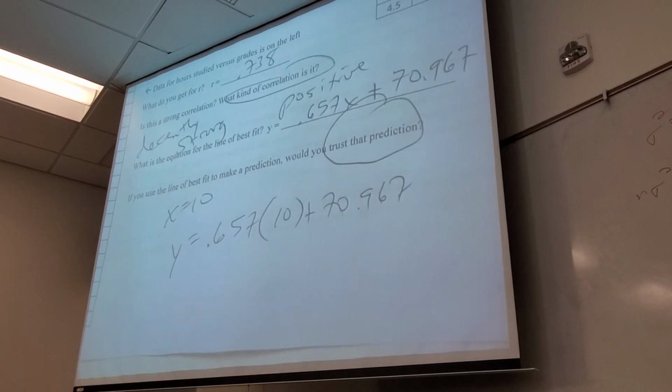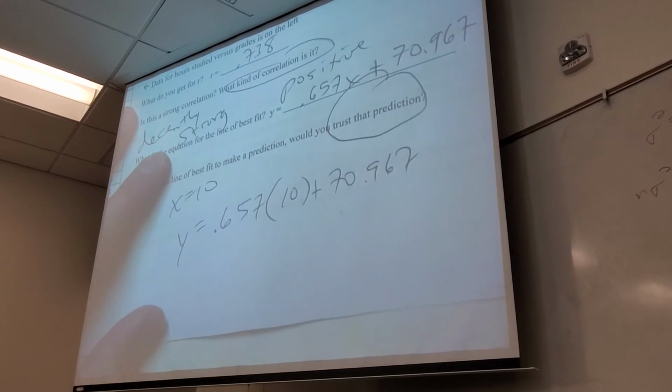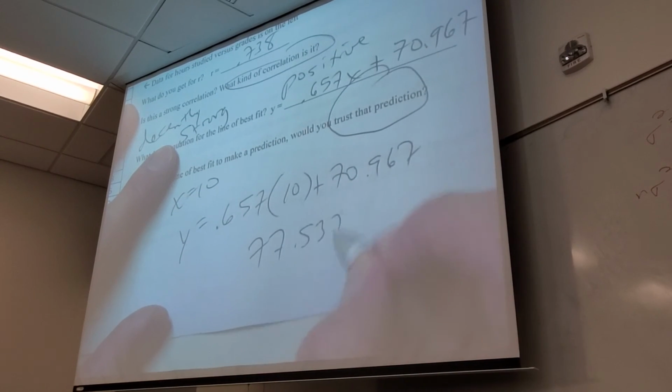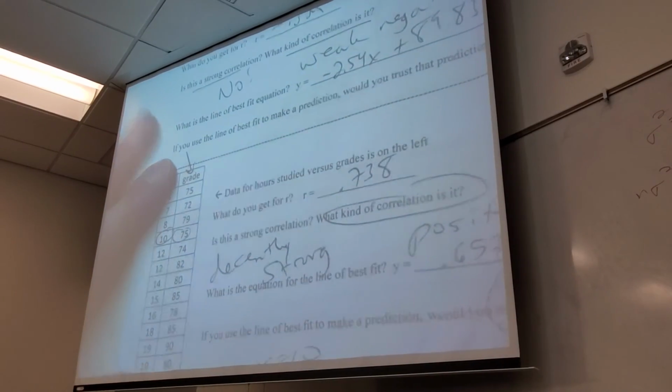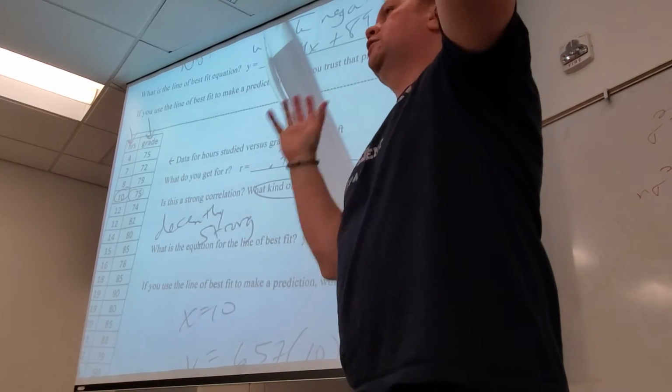Are you guys with me? This is algebra again. Now that we have an equation, we can use it. So if I do 0.657 times 10, plus 70.967, I end up with 77.537. And the actual grade, somebody that studied 10 hours, the actual data point is 75. That's pretty close, considering that r isn't exactly 1. The closer r gets to 1, the better the predictions it makes will be.